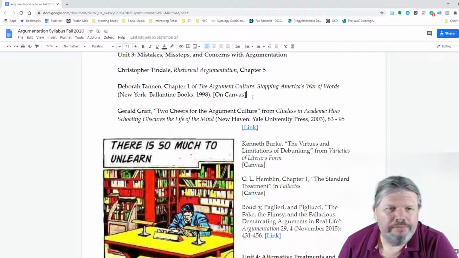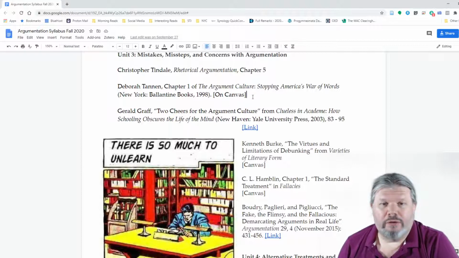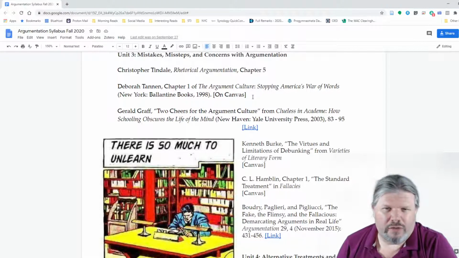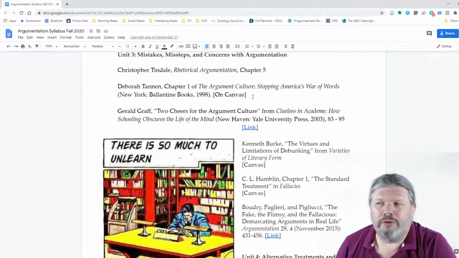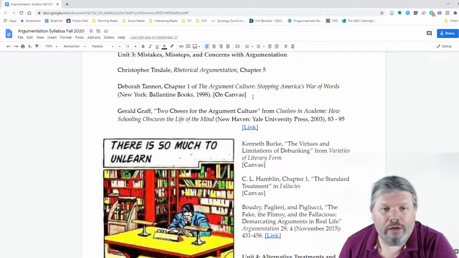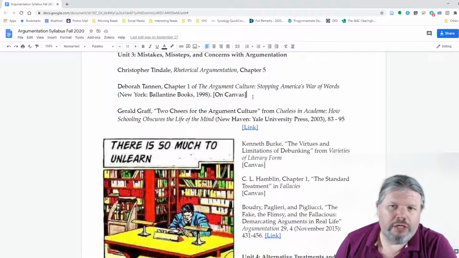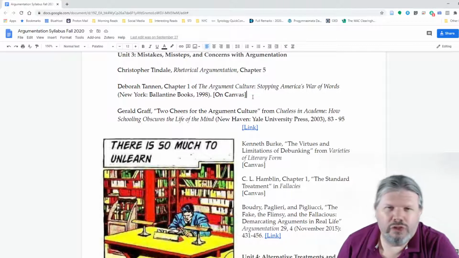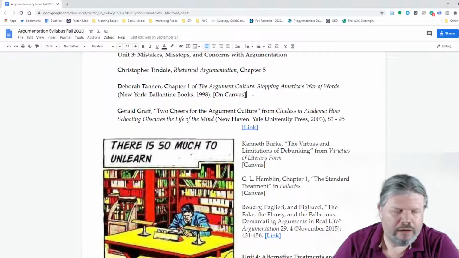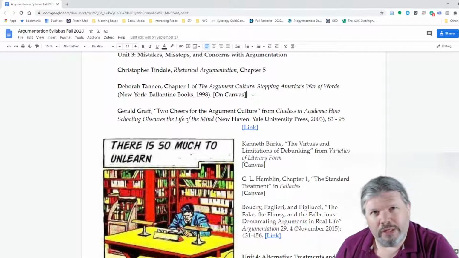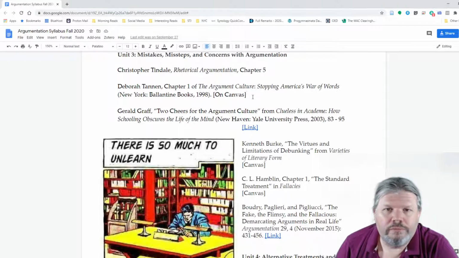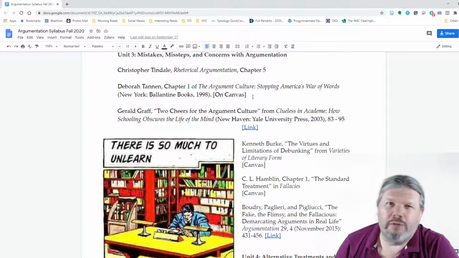We don't need it. Gerald Graff responds back with 2 cheers to the argument culture, saying that actually it's not the problem with arguments or having an argument culture. It's the problem that people are just not taught how to do this well. And he talks about that in those 8 pages or so that I have you read from his book. So those two go together because he's responding to Tannen. And Tannen is sort of saying argument is something that we might be better off without. And Graff is saying there is actually a way we can redeem argument.